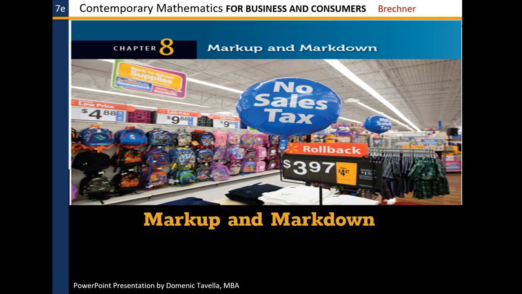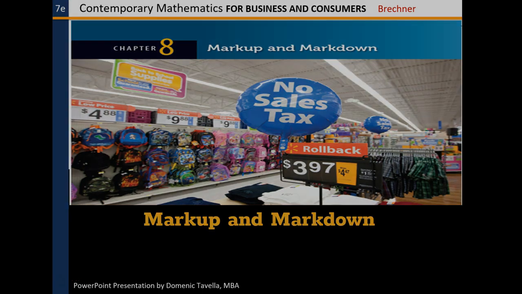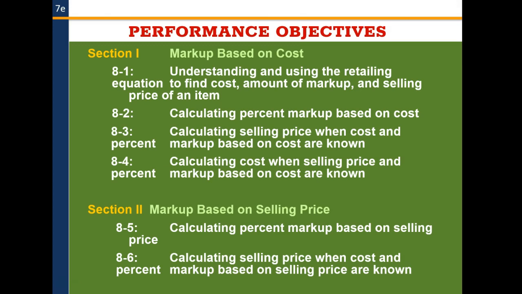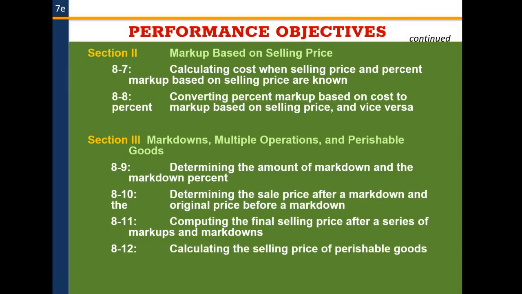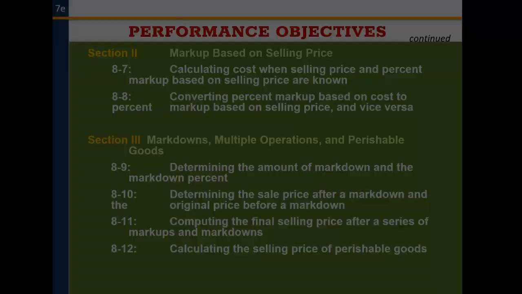Today we're going to take a look at Chapter 8, Markup and Markdown. These are the performance objectives as listed in your textbook as well. We'll focus on markup based on cost, then we'll switch to markup based on selling price, and then we will go to markdowns, multiple operations, and perishable goods.